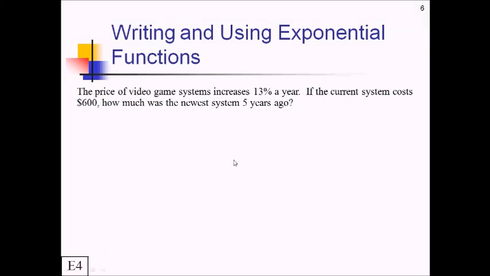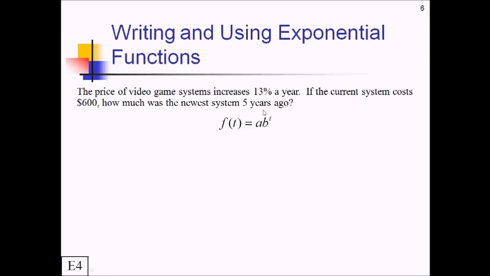We'll do one more problem. Pause the video and see if you can get this one. So the price of a video game system increases 13% a year. If the current system costs $600, how much was the newest system 5 years ago? So this is a little bit different because now we're asking about something that happened in the past. But let's start it the same.